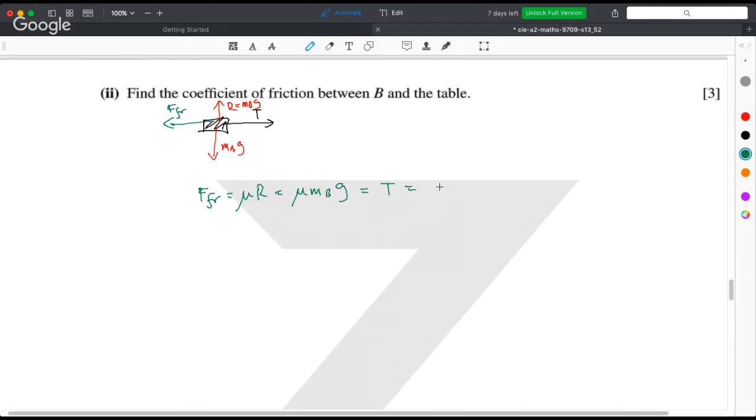And the tension given in the formula booklet is lambda x over L, which is 15 newtons. So if you solve for mu, which is T over m_B g, this gives you mu is equal to 1/2.